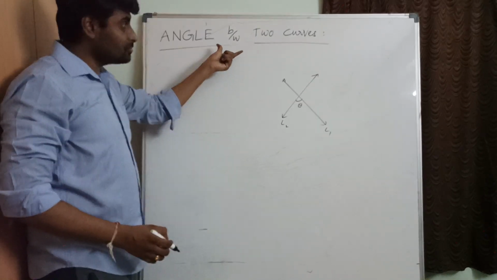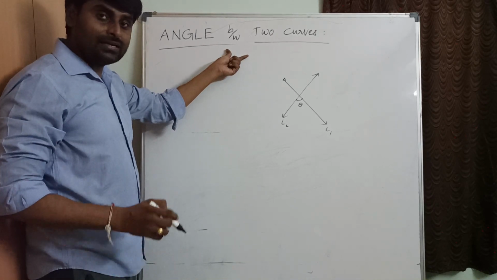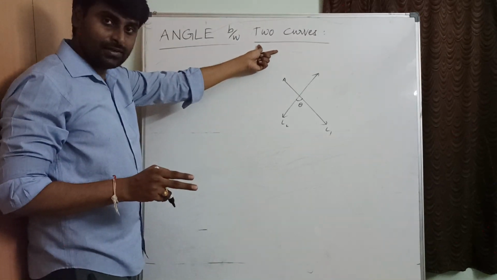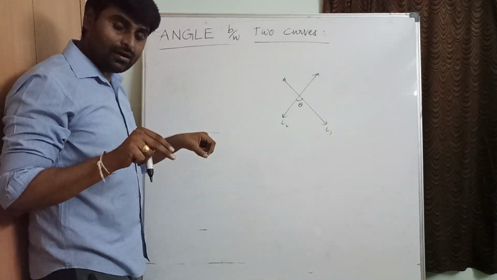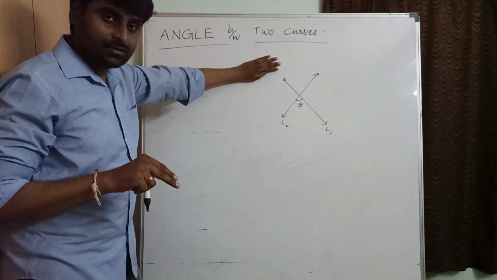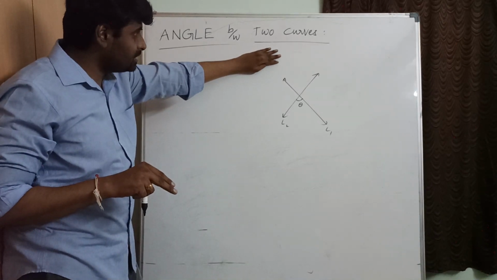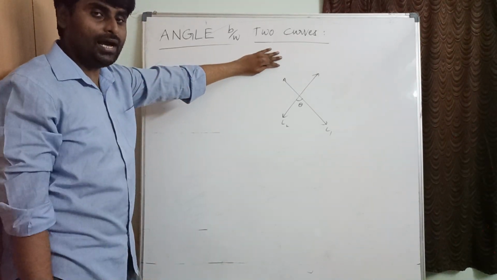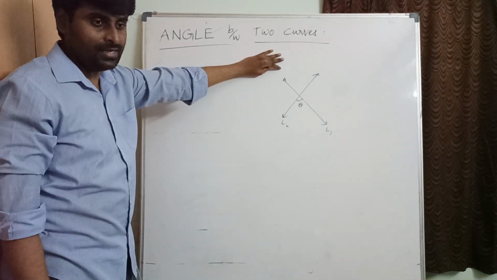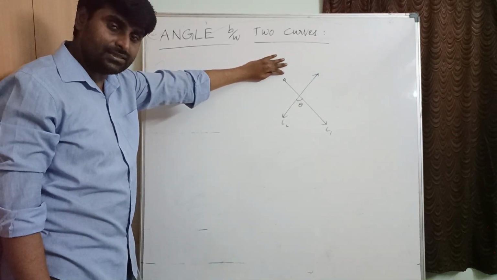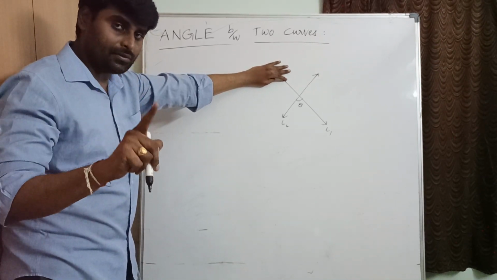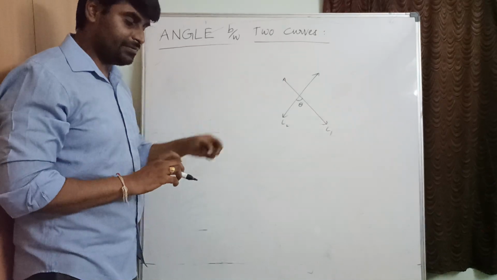Angle between two curves means angle between the tangents of the two curves. There are two curves, and for those two curves we have drawn two tangents. Now we are going to find the angle between those curves. Simply, the angle between the tangents at one point of intersection of two curves is the angle between the two curves.